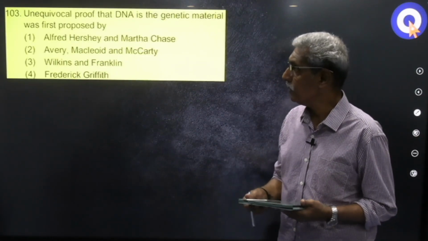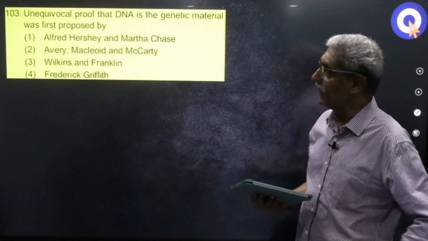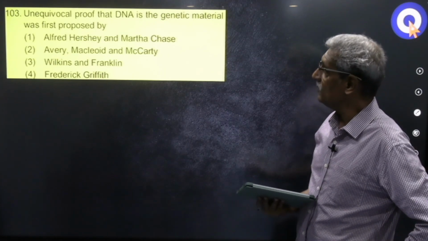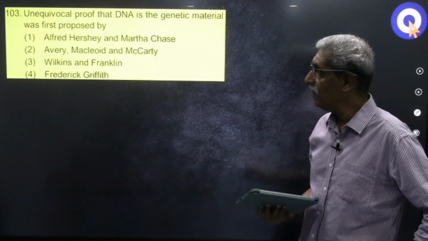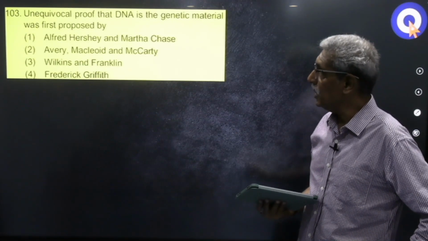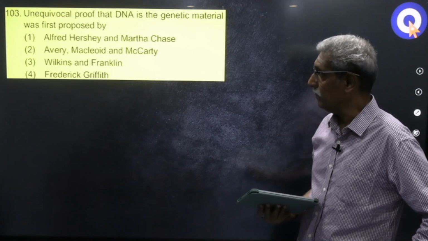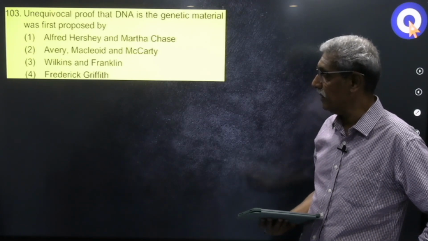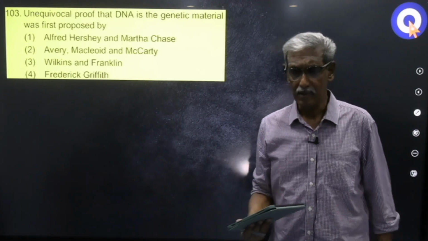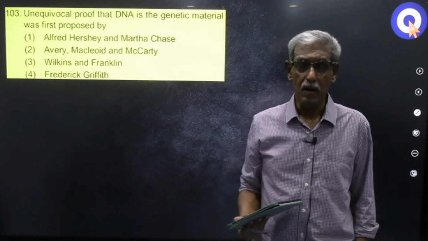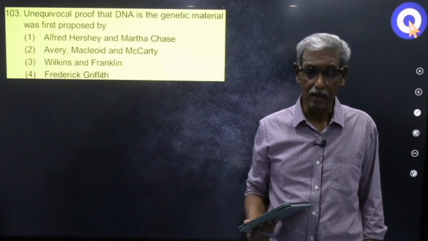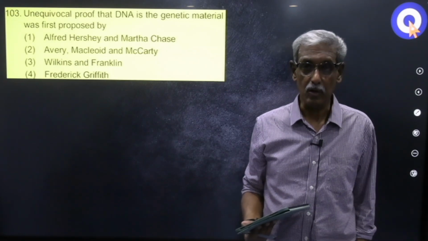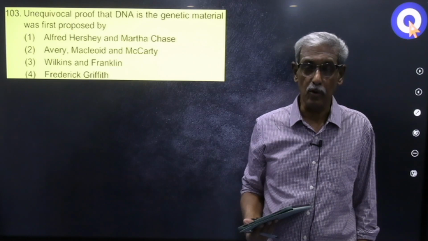Next, we go to the third question. Who provided the unequivocal proof for DNA as a genetic material? The options are Alfred Hershey and Martha Chase, Avery, MacLeod and McCarty, Wilkins and Franklin, and Frederick Griffith. This has come from the chapter of molecular basis of inheritance, where we have the evidences, the first Nobel Prize evidences for DNA as a genetic material.